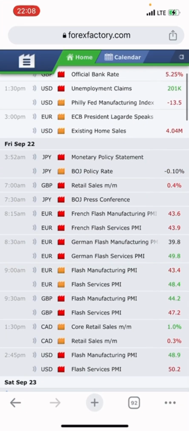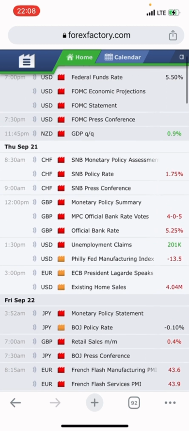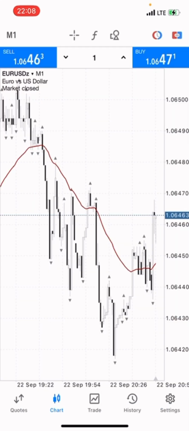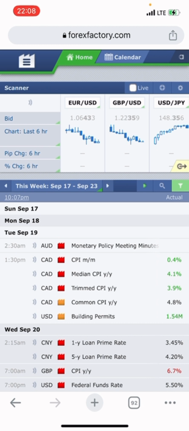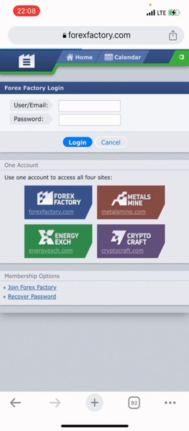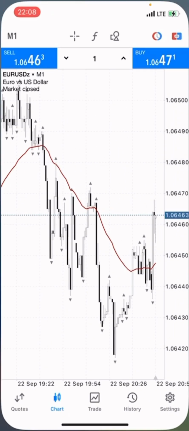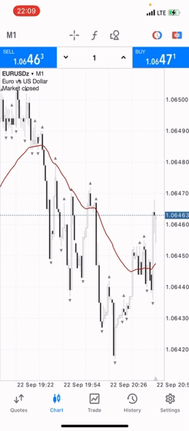Another is fundamental analysis. Fundamental analysis involves evaluating economic, social and political factors that can affect currencies. Traders analyze news, economic reports, and geopolitical events to predict the currency movement and make trading decisions based on that analysis. So the next thing you need to understand is your risk management.